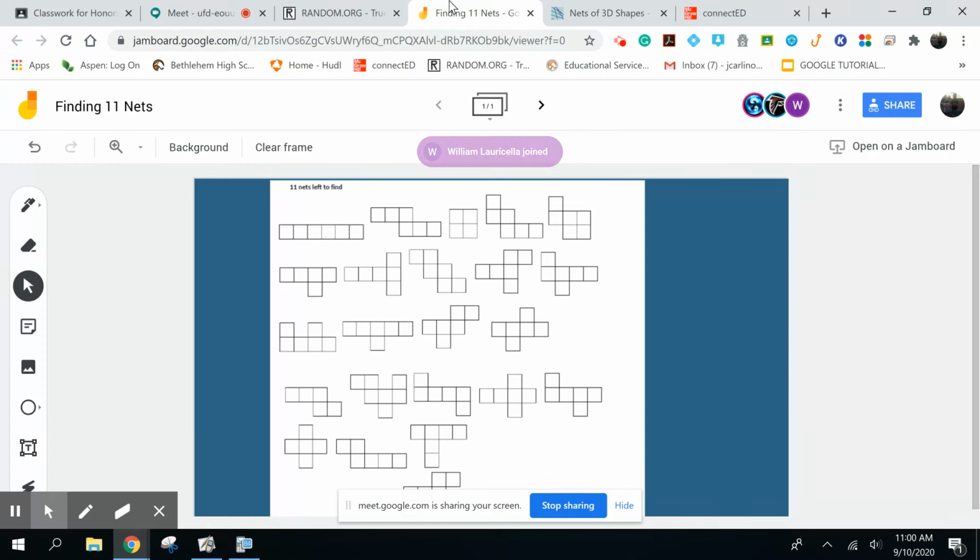Find your 11. First couple are usually easy, and then when you come down to the 10th and the 11th, you're like, God, geez, your mind's going crazy. How do I fold this up, fold it down?